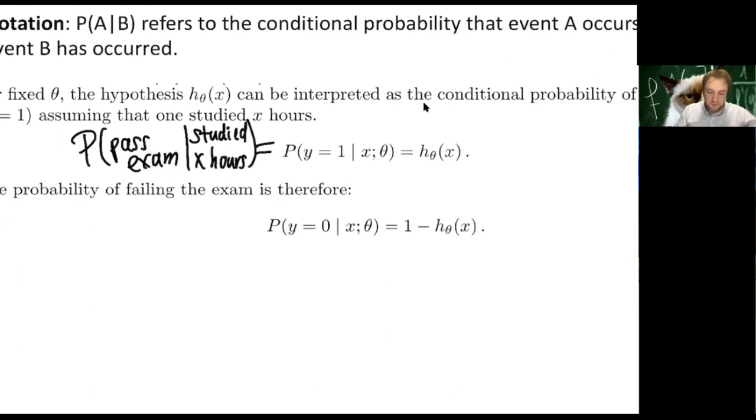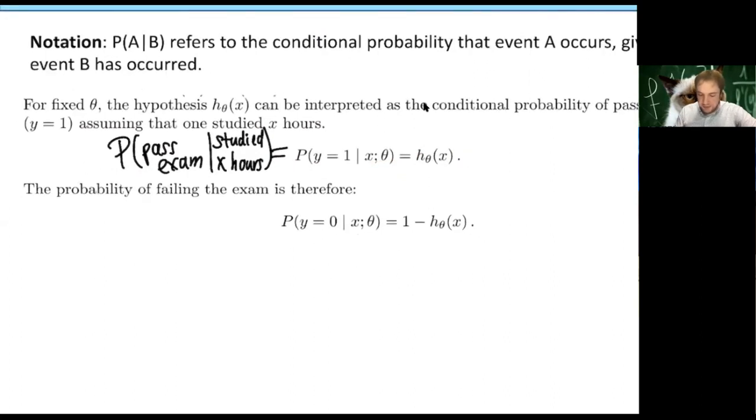So the probability of passing the exam, assuming that we studied X hours, is exactly what this function h theta should give us. And here, this notation y equals 1 is just the label being 1, which means passing the exam. Here we mean we studied X hours. And this probability now depends on the parameter theta, because this function h depends on theta. So this is just a notation.